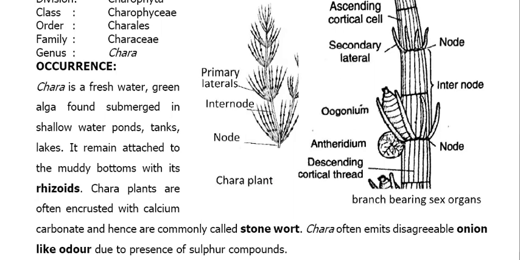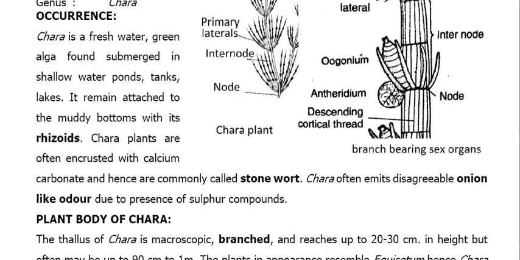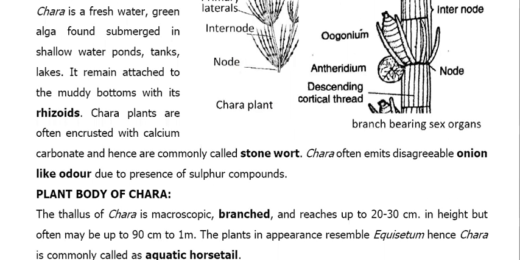Generally, Chara grows in long thin forms. Chara is a freshwater green alga found submerged in shallow water ponds, tanks, and lakes. It remains attached to the muddy bottom with its rhizoids. Chara plants are often encrusted with calcium carbonate and hence are commonly called stoneworts.